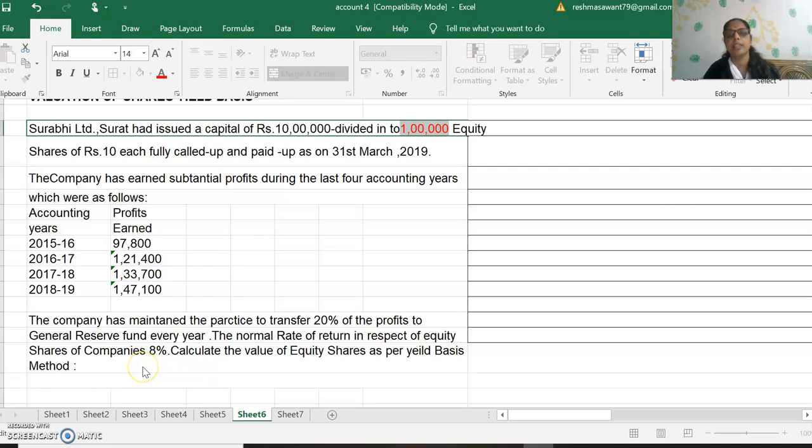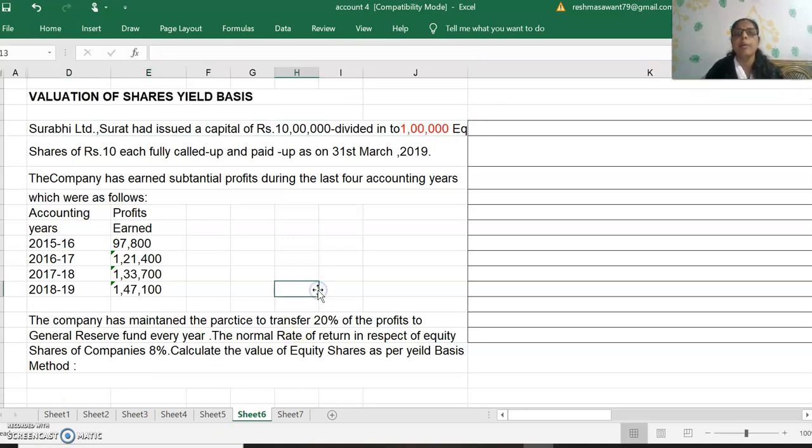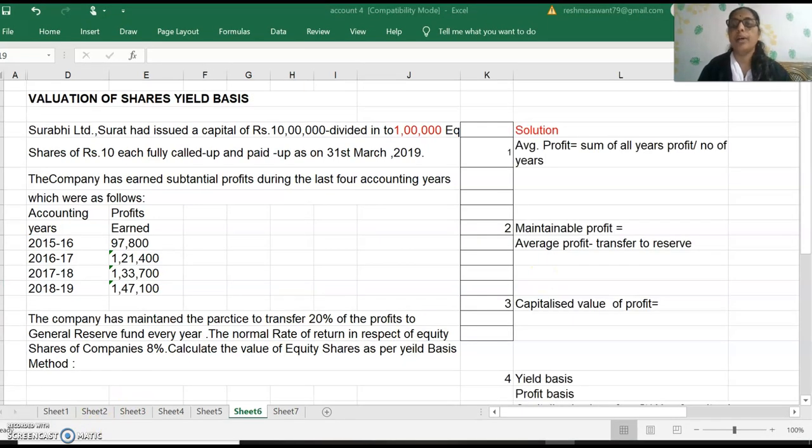In this yield basis method, there are two methods. The first is the profit basis method, and the second is the dividend basis method. Today we will discuss only the profit basis method. Now we discuss how we calculate and solve this question. For the calculation of any yield basis method, whether it is profit or dividend basis, it is compulsory to calculate the first three stages.